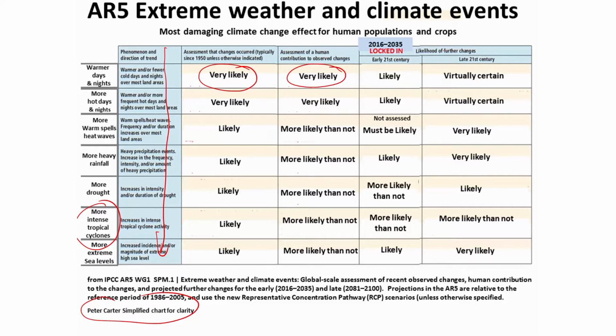And likelihood of further changes, these are observed changes from 1950 onwards. Early 20th century, likely. And as we go out further into the future, the likelihood of further changes is pretty much certain, virtually certain. And the other point is that as you come to rainfall related events, the confidence goes down, as we know already, we repeated several times. It becomes likely rather than very likely, and some of the contributions from human activities become less sure, like more likely than not, and so on. So even into the future they become likely.